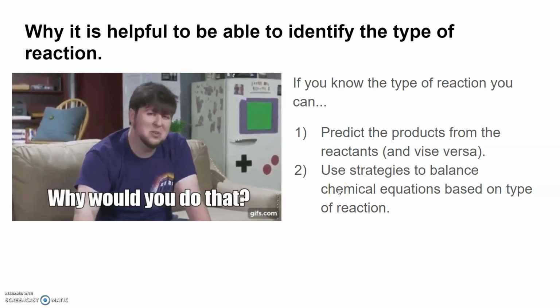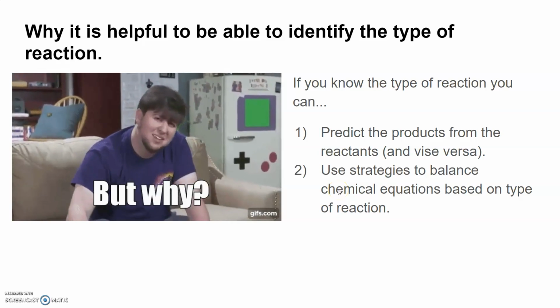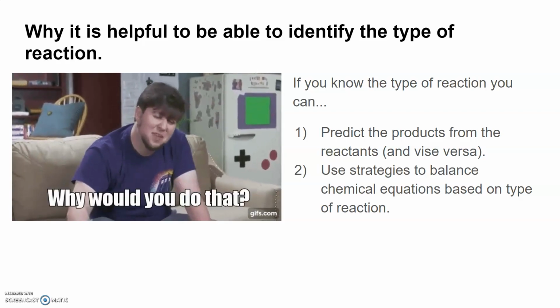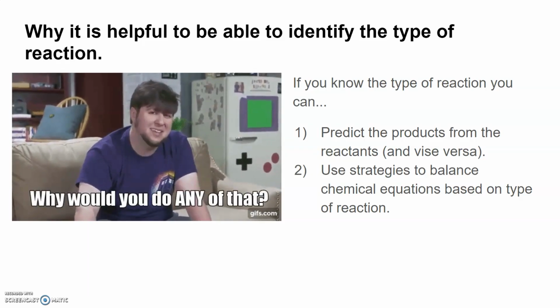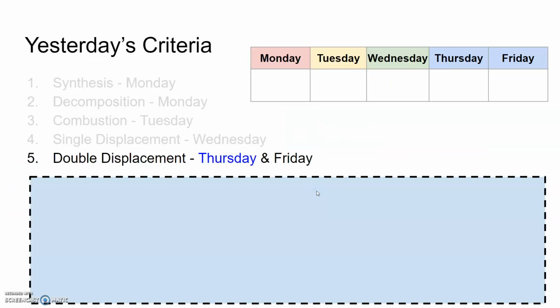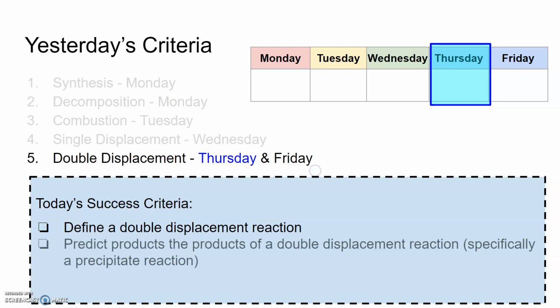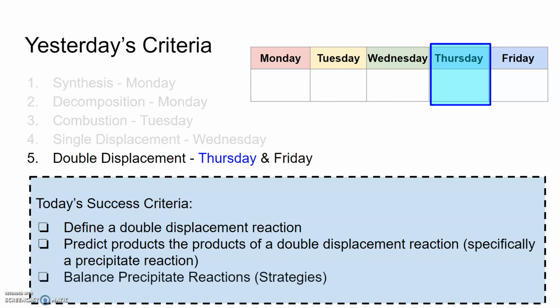Now remember, the reason why we're learning about these different types of reactions is because by understanding the different types of reactions, we're able to predict products and use certain strategies to balance the chemical equations. Now, yesterday when we started looking at double displacement, we had several success criteria. We defined what a double displacement reaction is. We also learned to predict the products of double displacement reactions, specifically precipitate reactions. And we learned some strategies and employed those strategies to balance precipitate reactions.